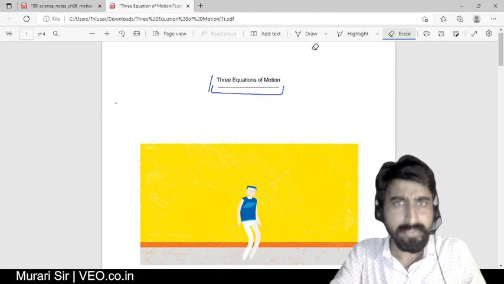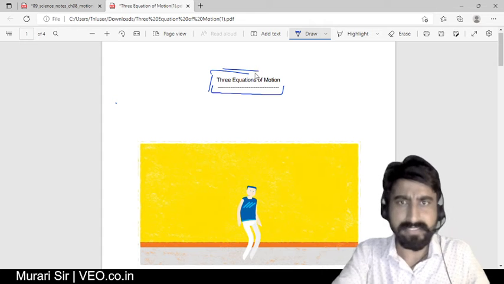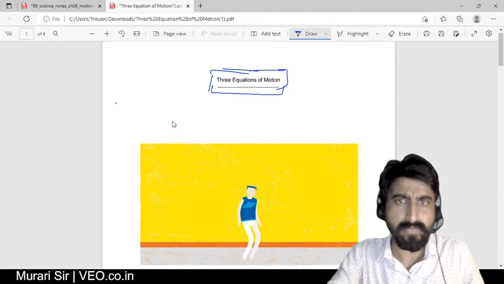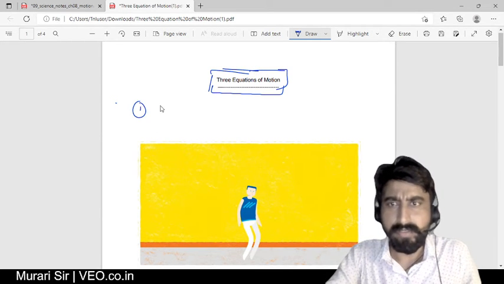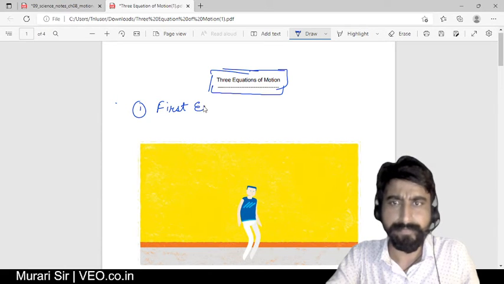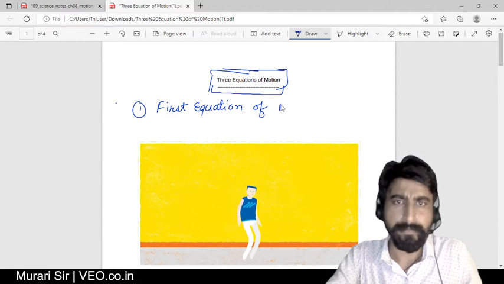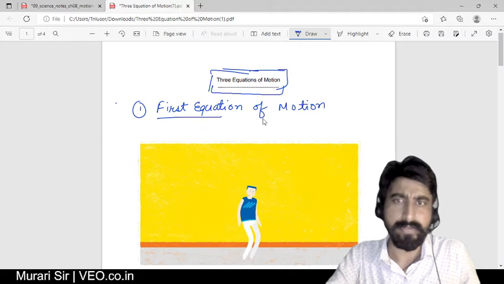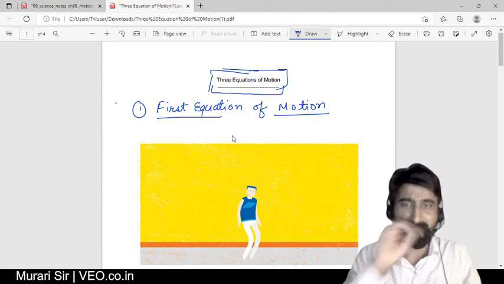Why? Because they are used in numericals. Okay, and how they are used, let's understand that part. Basically, first let's go with the first equation of motion. All right. So now the thing is very simple here.